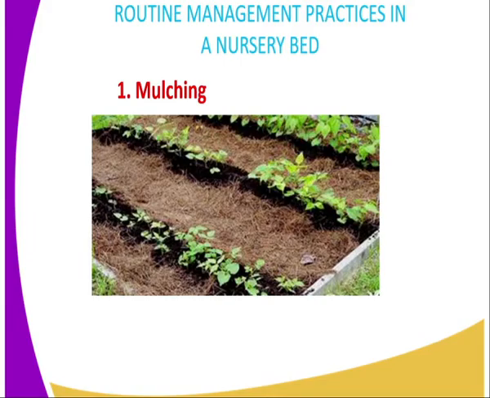The first one is mulching. Mulching is the process whereby you apply either dry grass or polythene bags on the surface of the soil, near the root region, so that you can reduce the rate at which water is lost through evaporation. Therefore, this practice is meant at conserving the soil moisture. And if you use organic mulch, for example, grass, upon decomposition, nutrients will be added to the soil, thus boosting or improving the soil fertility.